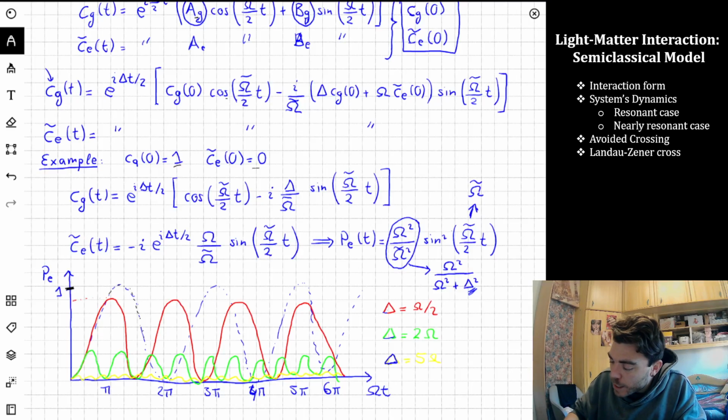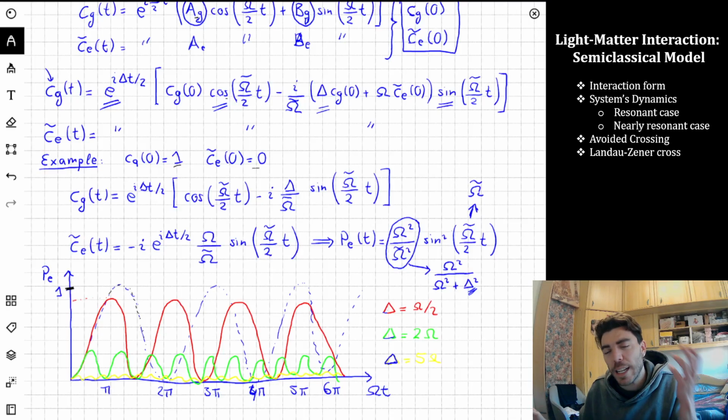But the idea here is, again, we have an imaginary exponential, and then we have sine and cosine functions with this frequency omega tilde and with some prefactors here. And now let's put an example to see what happens and what the difference is with the resonant case. It's very similar, as I told you before.